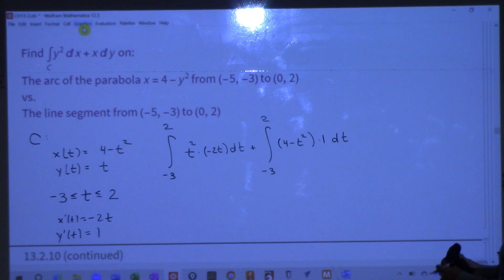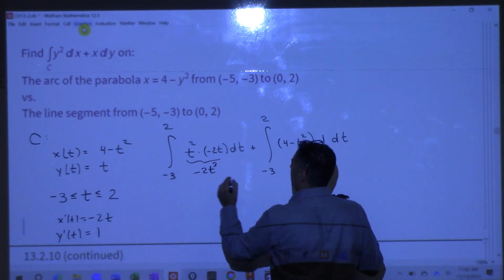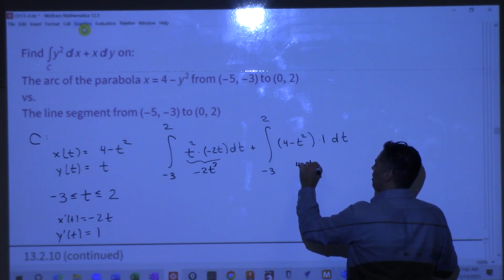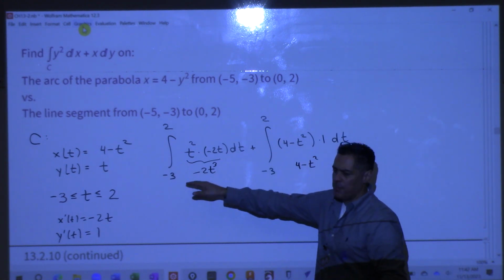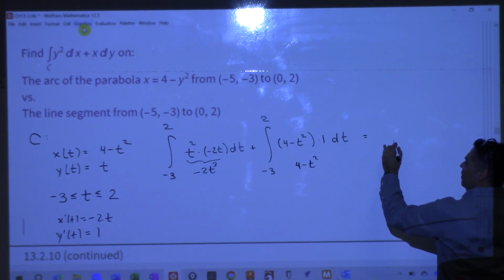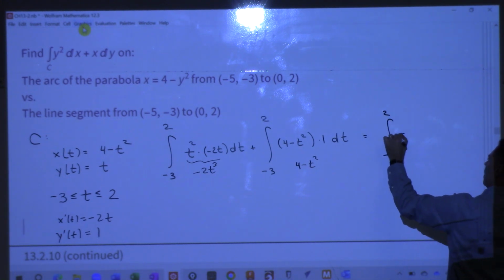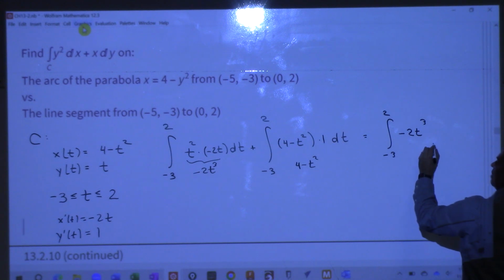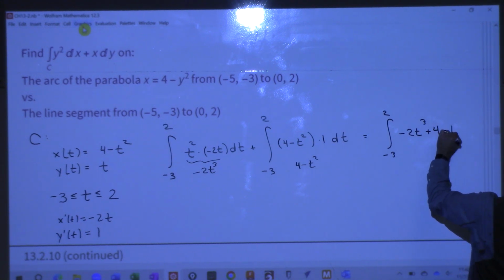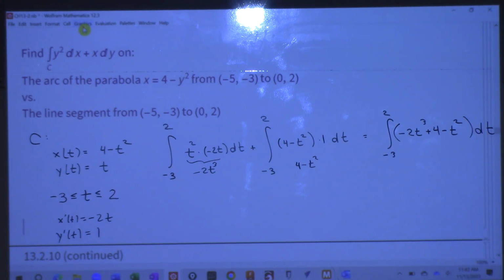Now we could put this all into one integral, couldn't we? This is just negative 2t cubed, and this one is just 4 minus t squared. We can put that all into the same integral because they're both going from negative 3 to 2. This will be the integral from negative 3 to 2 of negative t cubed plus 4 minus t squared, all of that dt. I'm going to use the computer to get that answer, and we'll do that in a minute. But is there any question on the setup?